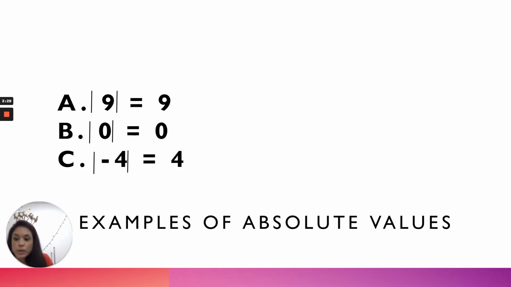So let's look at a few other examples. The absolute value of 9, and remember these bars mean absolute value, is 9 because it is 9 places from 0. The absolute value of 0 is 0 because it is right there on the number line on 0. -4 is 4 places from 0, so it has an absolute value of 4. So please remember that there cannot be any negative values for an absolute value.